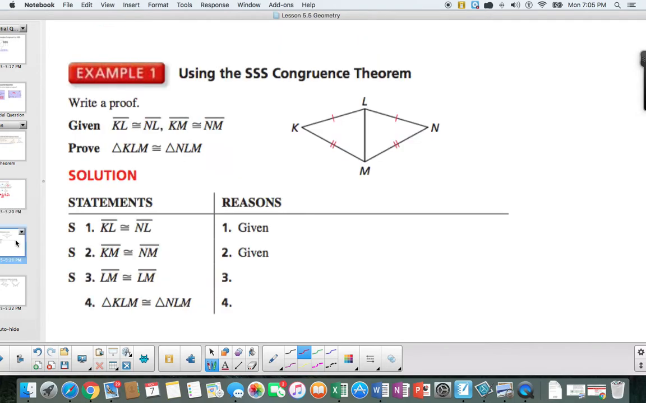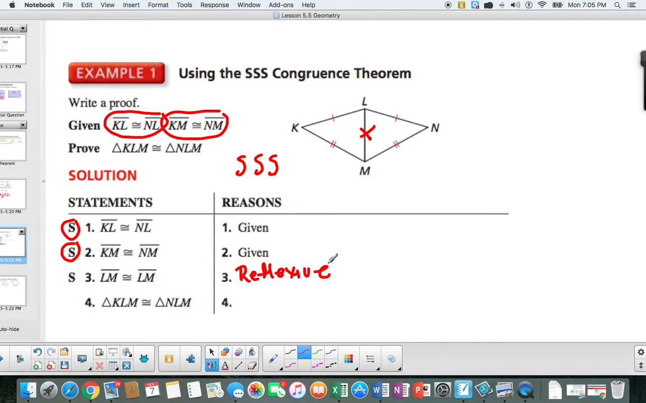All right, let's take a look at a proof in which we use SSS. So here's our plan: SSS. Now you can see that we have a given, and that's going to be an S, a side. And you can see that our other given is another S, a side, and they have this side that they share, which we call the reflexive property. And we now have the other S, so we can say the triangles are congruent to each other by SSS.